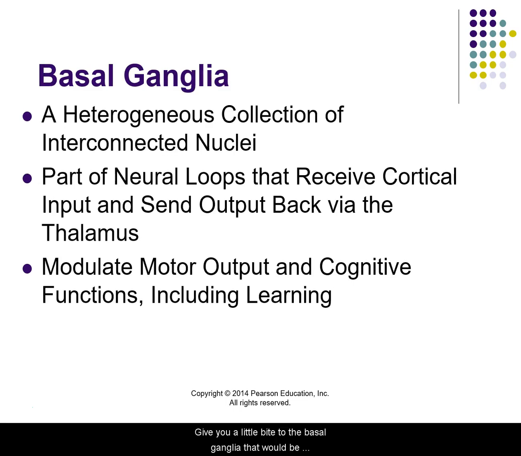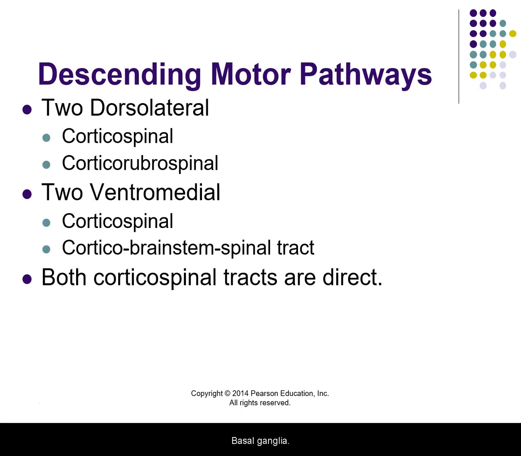All right, the basal ganglia, that would be the other kind of regional director that we were talking about, right? It is a heterogeneous collection of interconnected nuclei. Remember, a bunch of nuclei are just a bunch of neurons in the central nervous system. So they might have various functions, and they all kind of come together in this one area. It's like a meeting place, kind of like a thalamus, right, for the motor system. Part of neural loops that receive cortical input and send output back via the thalamus, and then modulate motor output and cognitive functions, including learning. Okay, so that's the basal ganglia.